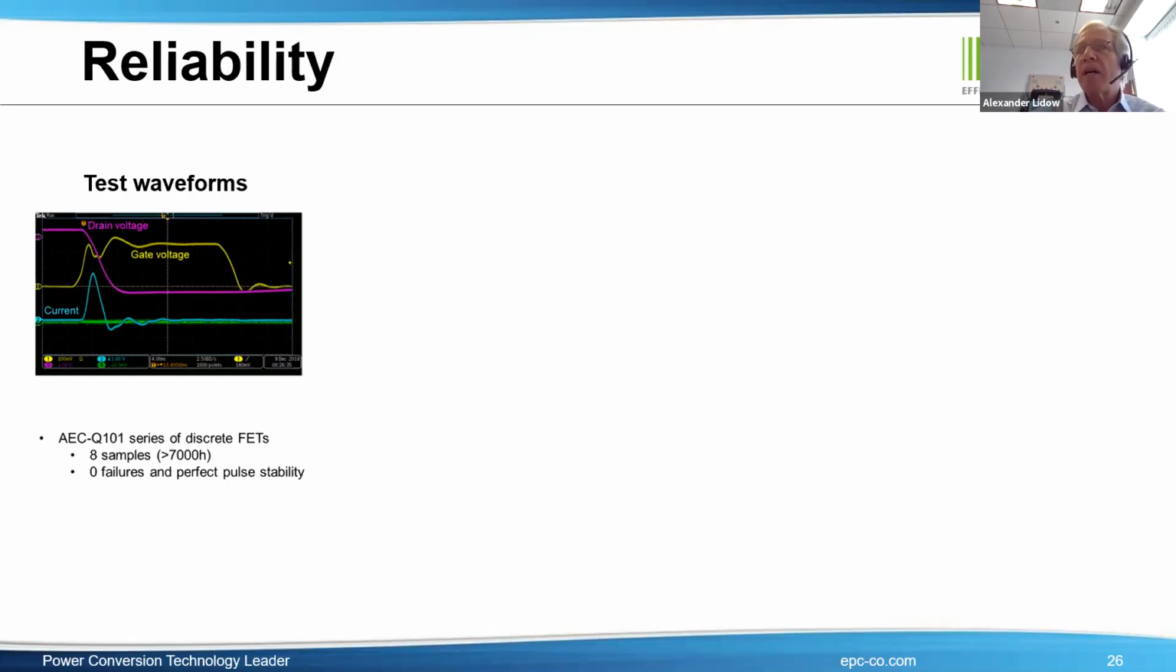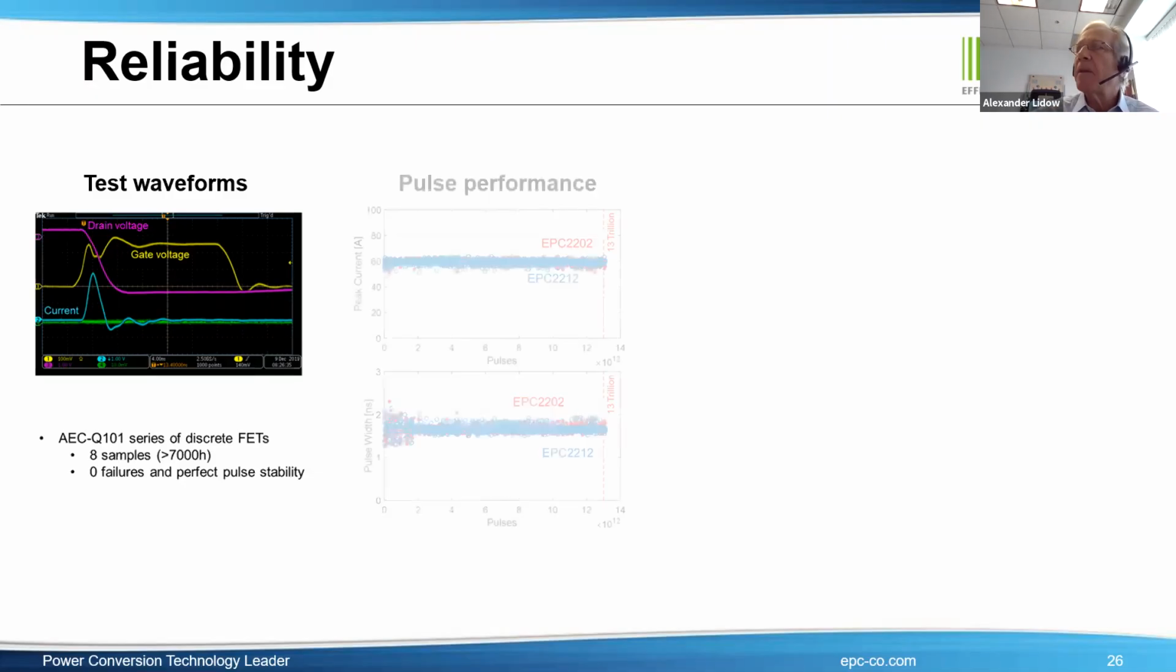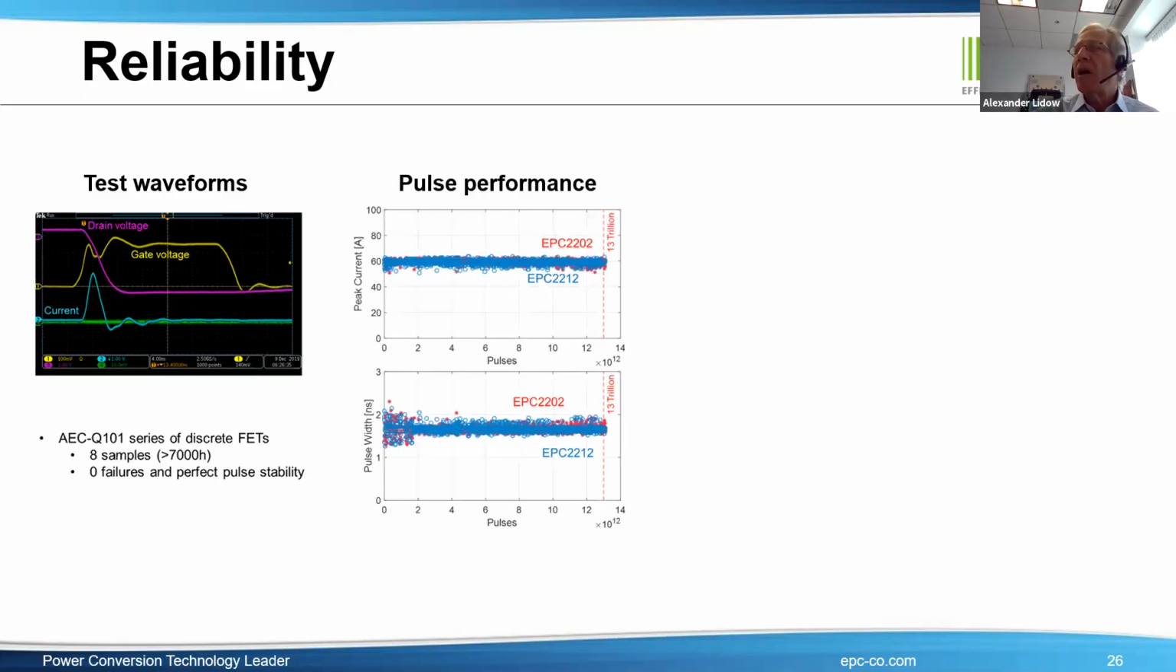So we created a test that's been ongoing now for more than a year. We put in this case a 60 ampere pulse into our medium-sized devices with 1.6 nanosecond wide pulse, and we do that repetitively over and over and over again. Here you see pulse performance. Again, peak current is 60 amperes, pulse width is 1.6 nanoseconds, and that's taking it out to 13 trillion pulses. An estimate of the maximum lifetime of an autonomous vehicle is about 4 trillion pulses. There's now 3x. It continues.